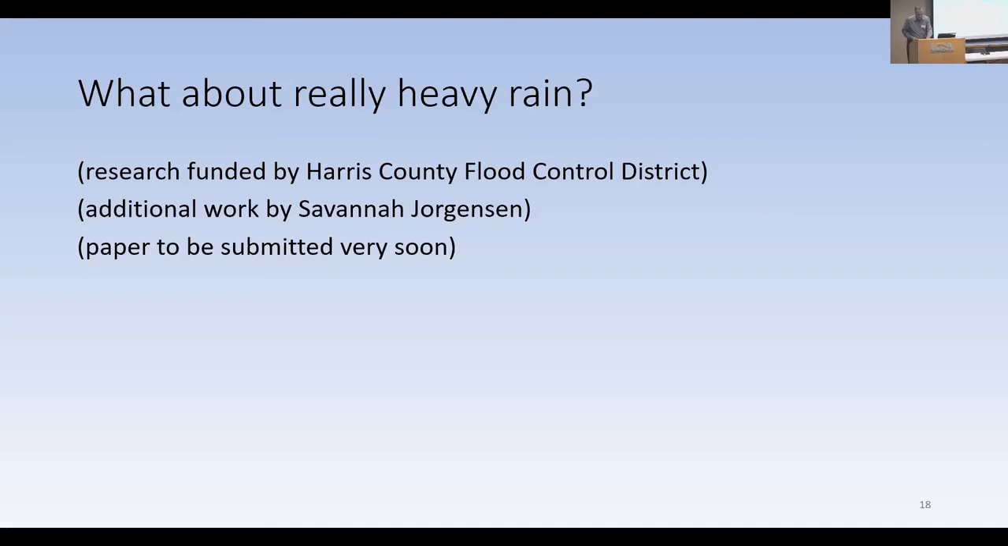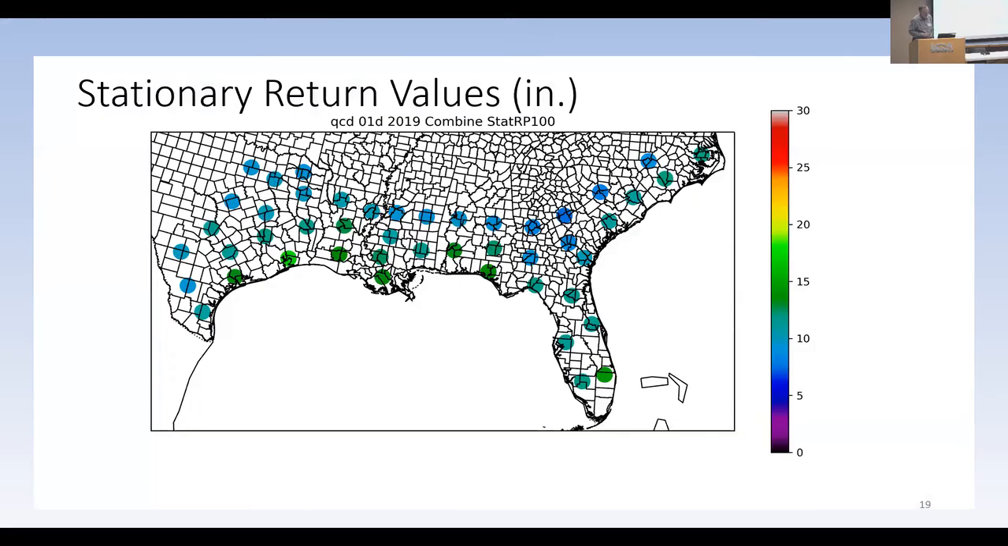Okay, lastly, we want to focus on really heavy rain, extreme rainfall that causes flooding. And this is some research that was funded by the Harris County Flood Control District and is going to be part of a paper that's going to be written by Savannah Jorgensen, my graduate student, and myself, that should be submitted within about a month or so. She's defending her master's thesis within the next month. And so we looked at, first off, just the amount of rainfall that's expected to occur on average once a century in any given 24-hour period.